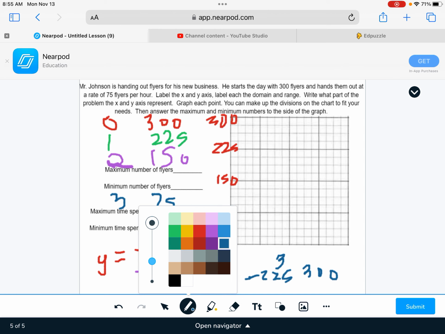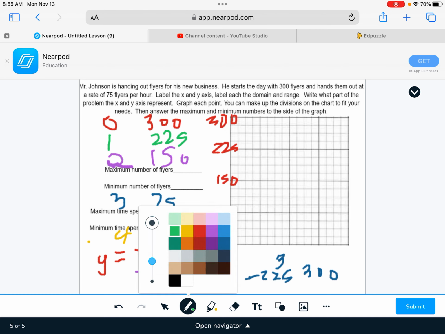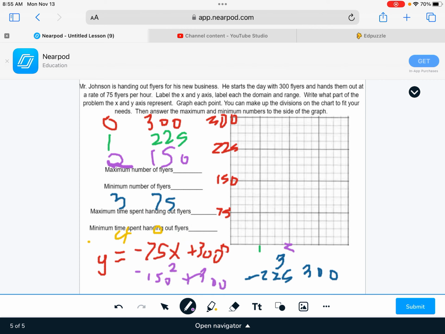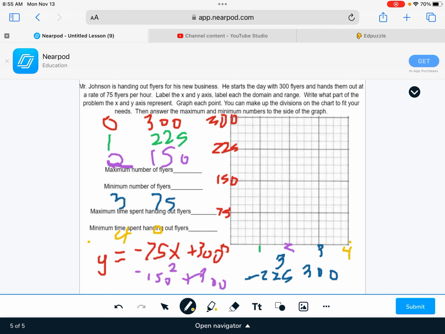And then just like before, when we look at the 4, 4 times 75 is 300. When I take that away, it's gone. So that means I know that I'm going from 0 to 4 hours. And to track that, I'm going to, again, go 1, 2, 3, and 4. All right. And then I can go ahead and graph these on here as well.